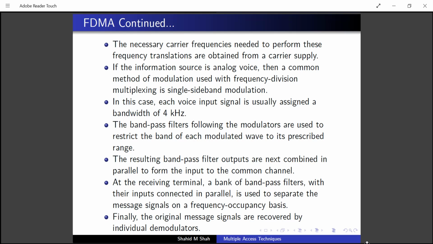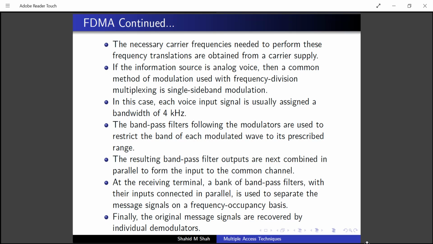If the information source is analog voice, then a common method of modulation used for frequency division multiplexing is single sideband modulation. So if you want to go for analog modulation, we go for single sideband, SSB modulation. In case of voice, each voice input is usually assigned a bandwidth of 4 kilohertz, as I have already told you. We don't go for 20 kilohertz. Significant information in voice is contained within 4 kilohertz.